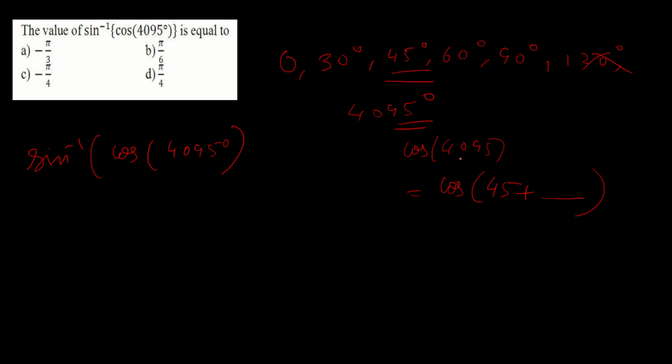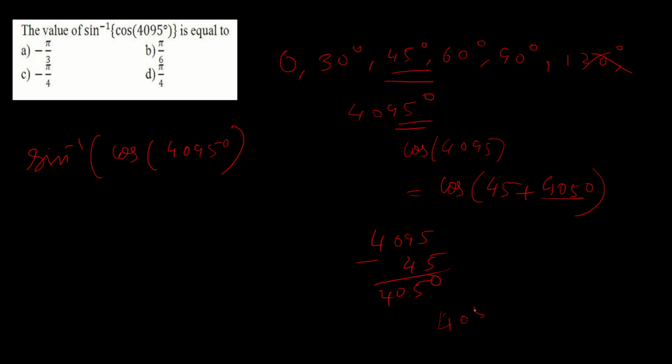Can we know that something? Simple, just subtract it. 4095 minus 45 is 4050. That 4050 also has a relationship of 45. Okay, how can we test? Just divide it and check its divisibility.